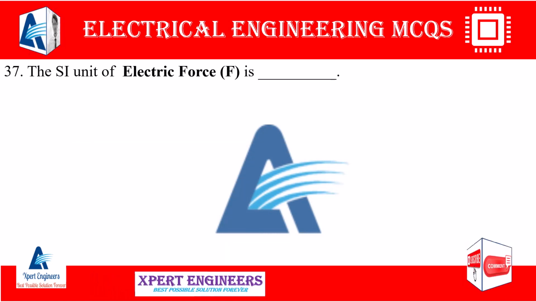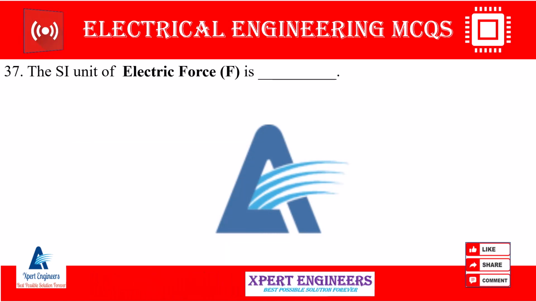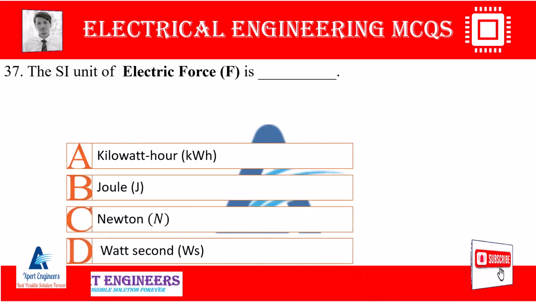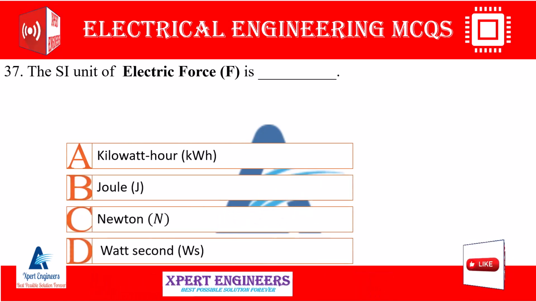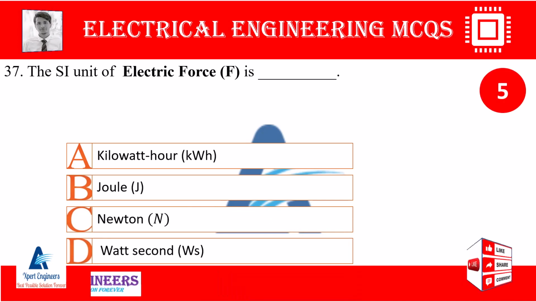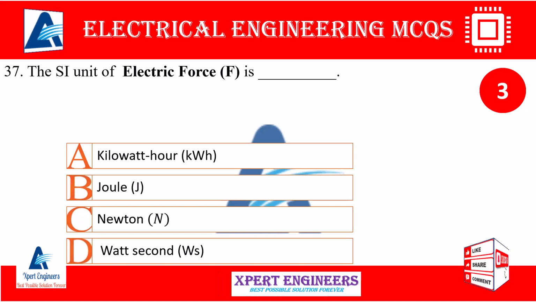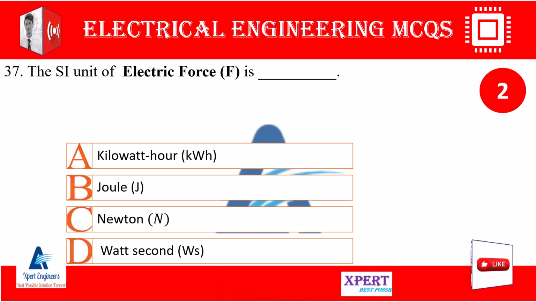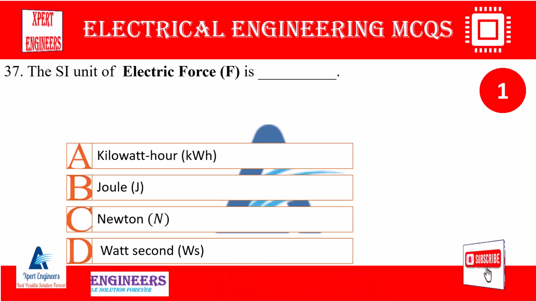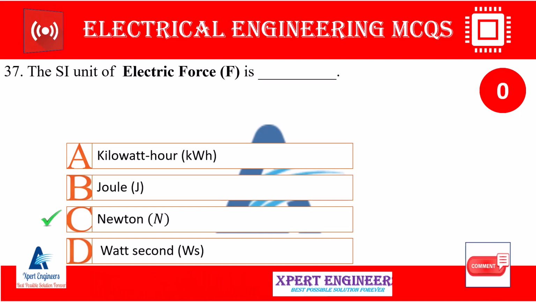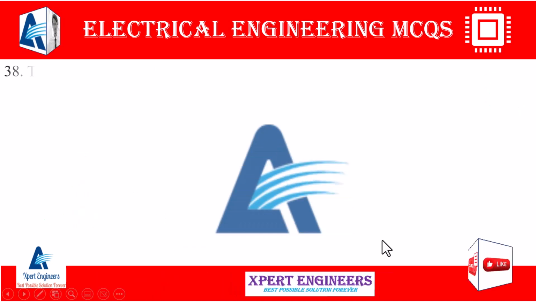Next is the SI unit of electric force is dash. A, kilowatt hour, B, joule, C, Newton, and D, watt second. The correct option is C, Newton. The SI unit of electric force is Newton.